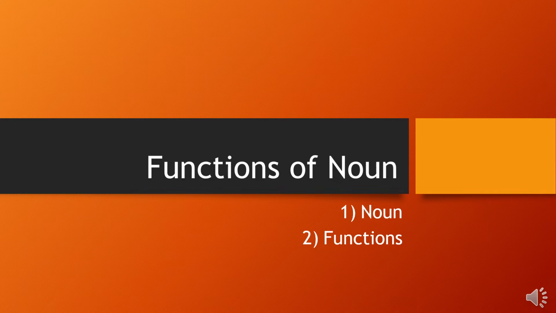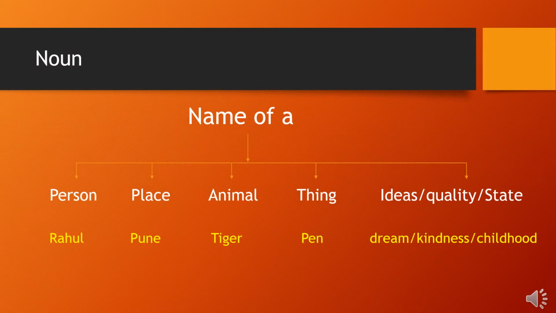So let's start with the first chapter in your grammar textbook, that is functions of noun. Noun, different kinds of noun, and all these you have already covered in the fifth standard. Now here, just a quick recapitulation.